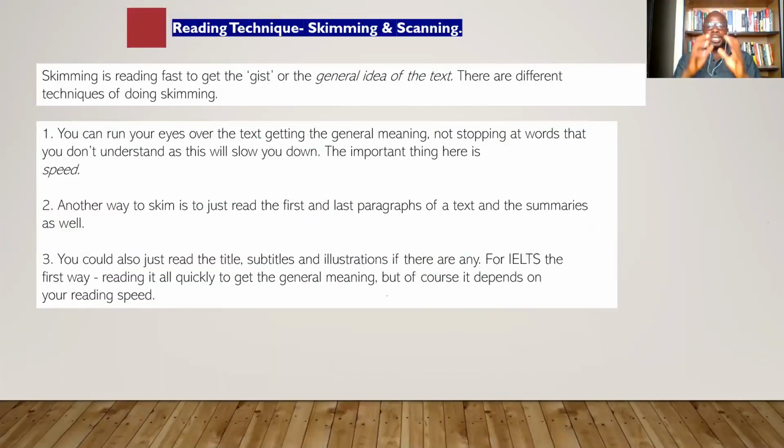So, reading technique. When you're in the exam hall, unlike the listening test where your time is managed for you, in this reading exam, you are supposed to manage your time by yourself. And really the time is something that you must manage very well. And that's why I decided to talk about the reading technique.